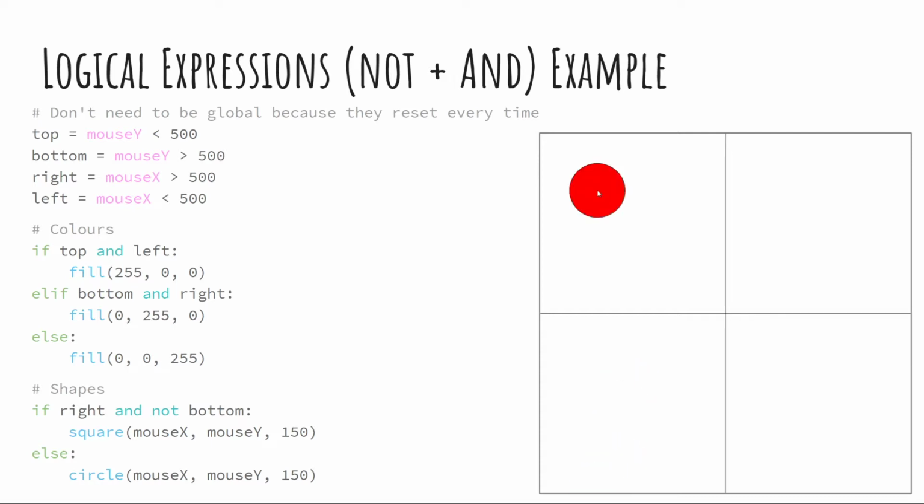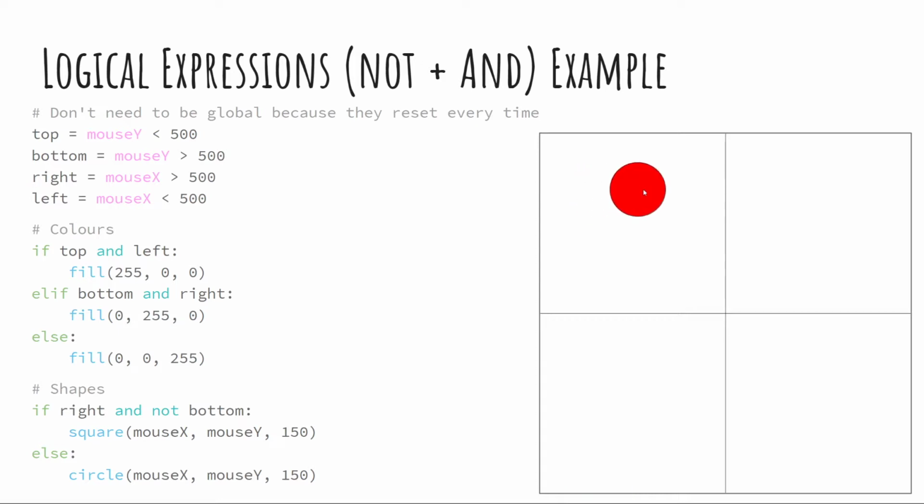We then say that if we are in the top section and we're in the left section, we want to fill with red. But if we are in the bottom section and the right section, we want to fill with green. Otherwise, if we're not in the top left or the bottom right sections, then we want to fill with blue. And you can see that when you look at the animation. In the top left and bottom right sections, we are not blue, we're red and green respectively, but in the bottom left and top right sections, we're blue.